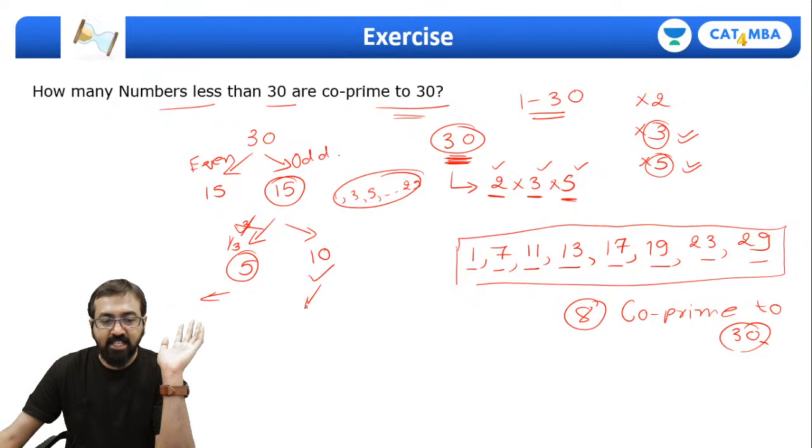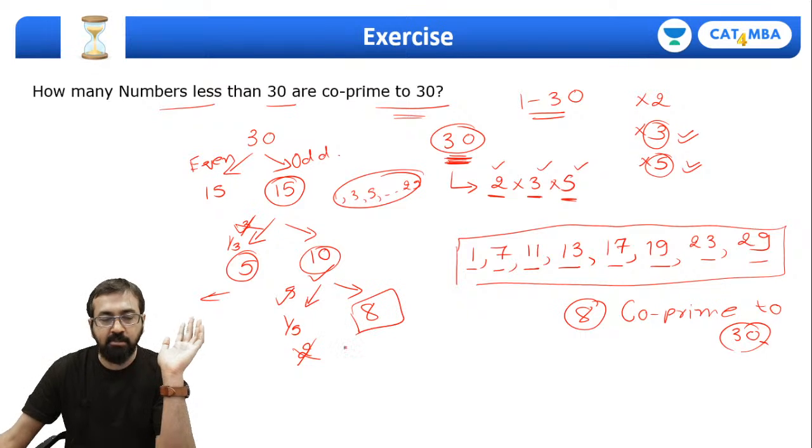Now out of these 10 numbers, there will be 1/5 which will be multiples of 5. So what is 1/5 of 10? It's 2. We don't need to take these 2 numbers. We'll take the remaining 8 numbers.